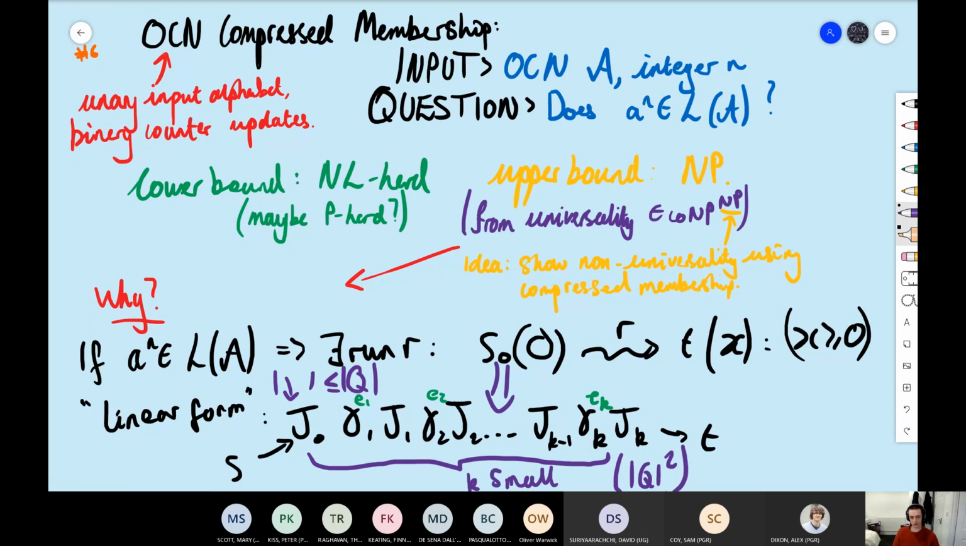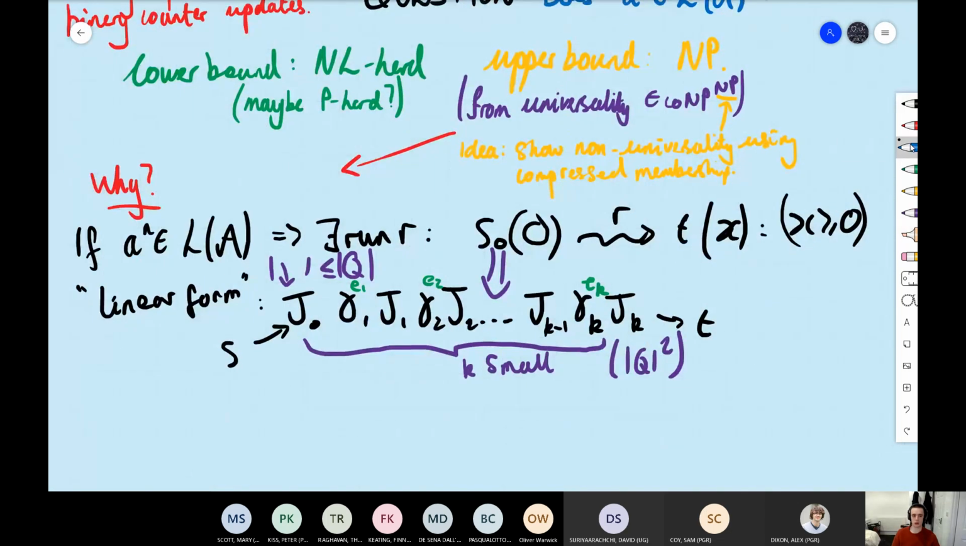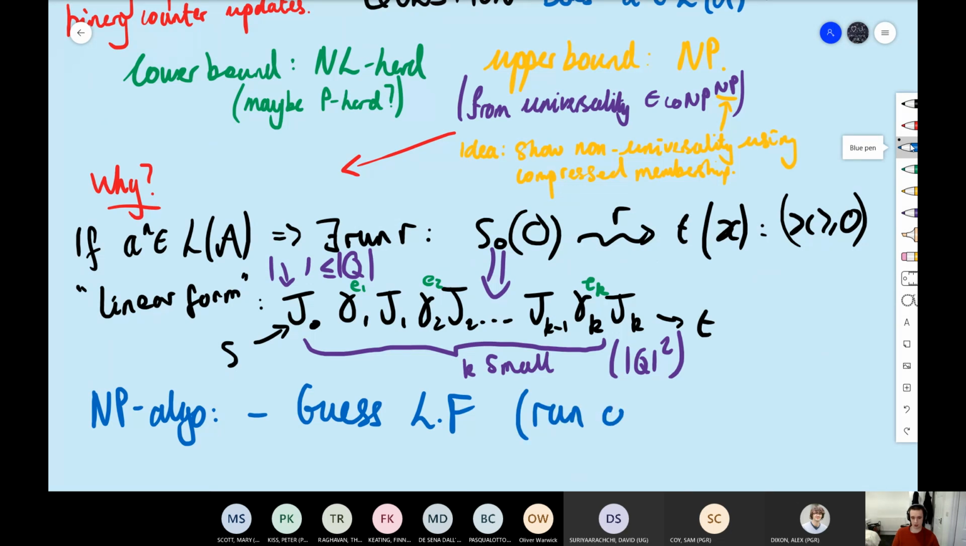So if you have membership, you have a run that shows that you reach the final state. This also implies the existence of a linear form run. Now, if this implies the existence of a linear form run, we have something we can guess because it's polynomial size. So the NP algorithm, if you will, is to guess the linear form run equivalent of R, and then check it.